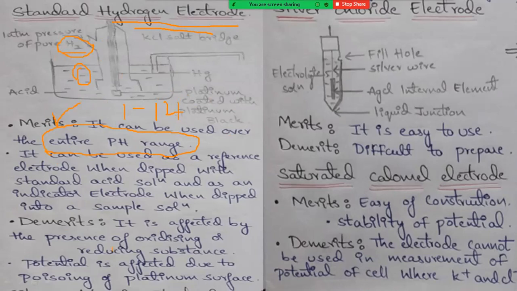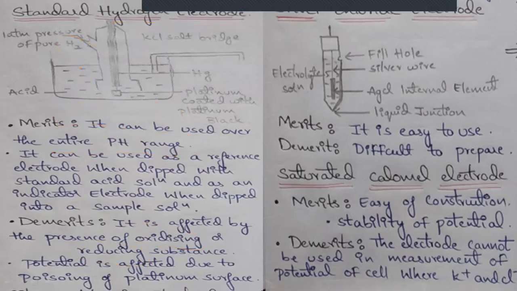And if you come to the demerits, if the sample has oxidizable and reducible substances, there will be a problem. Why? Because hydrogen is a very active element, so it can immediately react with oxidizable and reducible substances. So we should take care of oxidizable or reducible substances in the sample solution. We need to remove those oxidizable substances so that we can get clear pH values. If not, the pH values will definitely be affected.